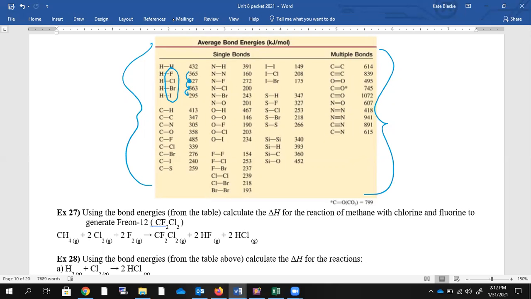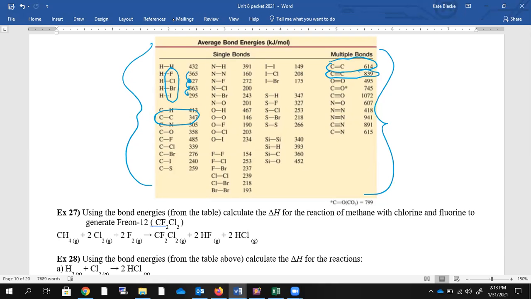We also can see patterns in terms of single, double, and triple bonds. So for example, if we look at the carbon-carbon bond, a carbon-carbon single bond has a bond energy of 347. A carbon-carbon double bond has a bond energy of 614, and a carbon-carbon triple bond has a bond energy of 839 kilojoules per mole.